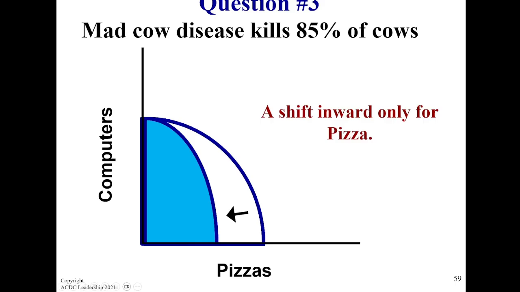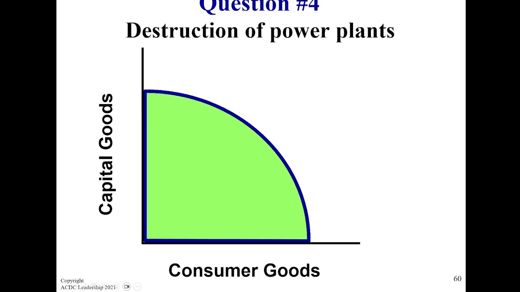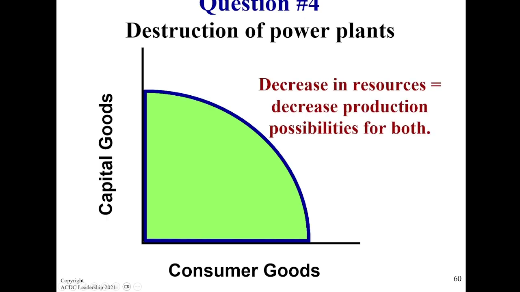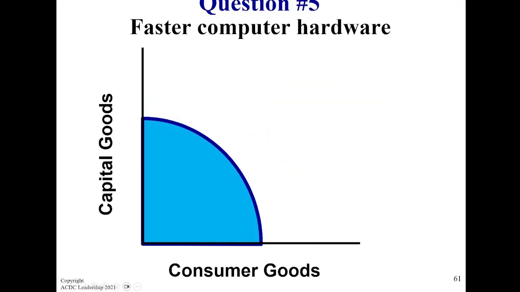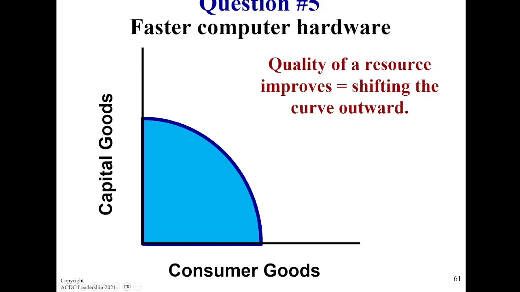But yeah. So now if there's a destruction of power plants, which essentially means less energy to make the stuff, this means that there's a decrease in resources, which will essentially mean that you can't produce capital goods nor consumer goods. So this will decrease the PPC for both. Now, if there's faster computer hardware, that means that capital goods will be produced faster, right? So the quality of the resource shifts outwards.